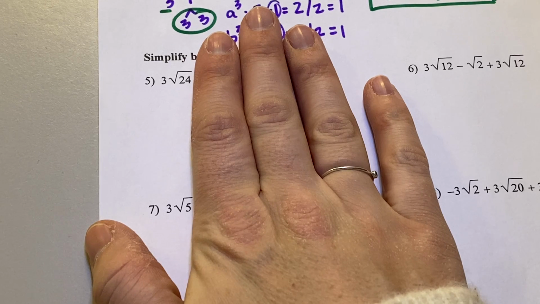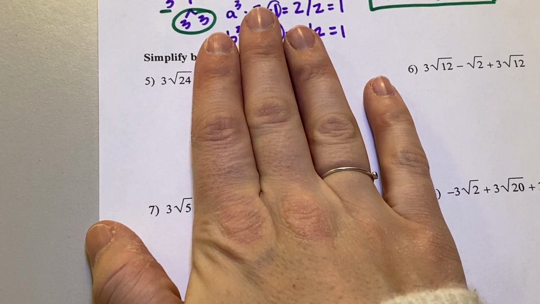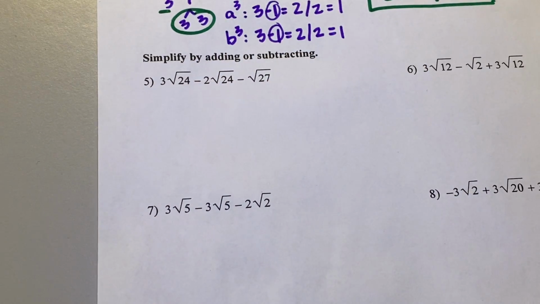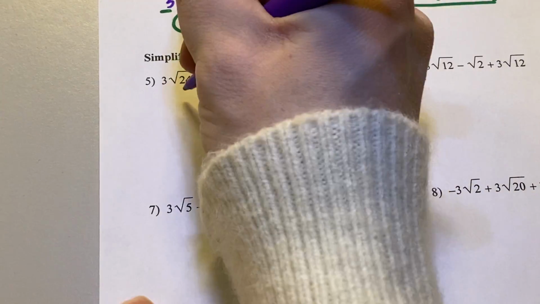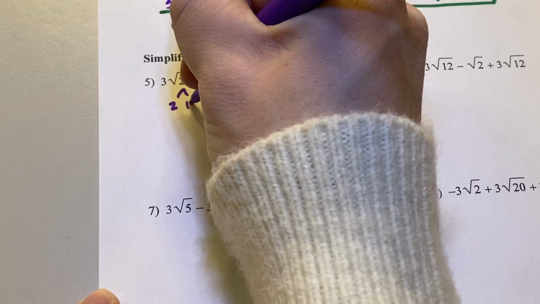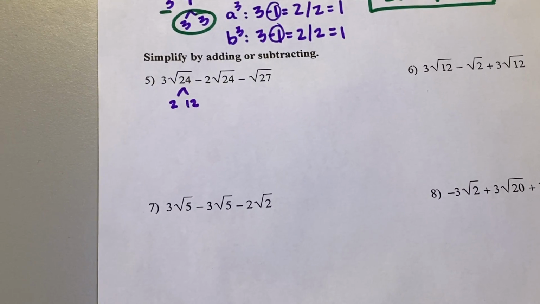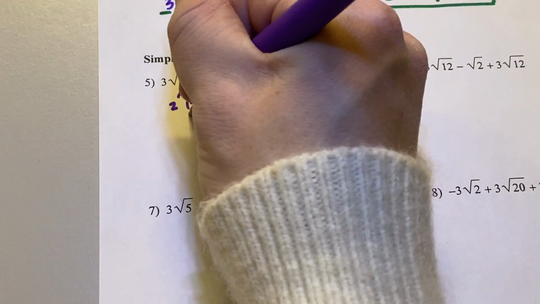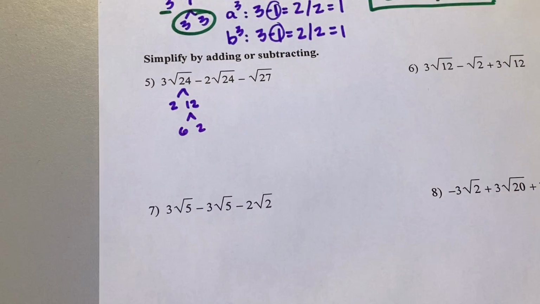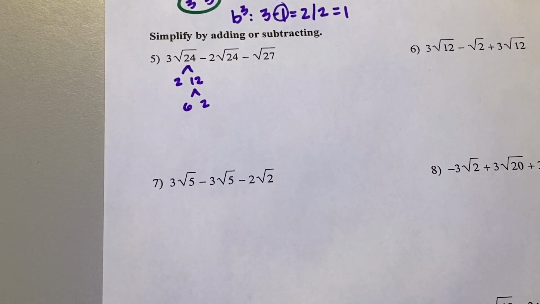Okay, 24. Do you think we could get a pair out of 24? Probably. Okay, let's go ahead and divide 24 down. How can I divide 24? 24 divided by 2. 2 times 12. Beautiful. Can't divide 2, but I can divide 12. How could I divide 12? 6 and 2. Beautiful.